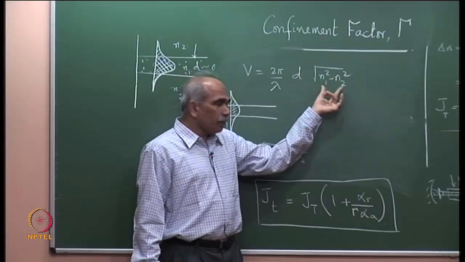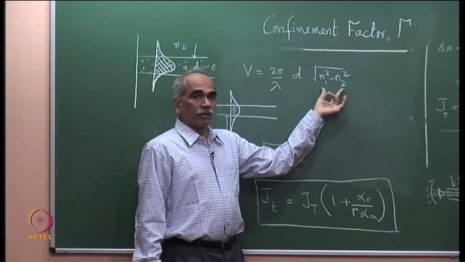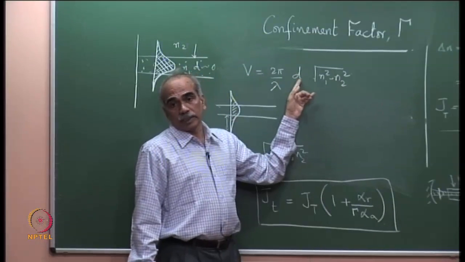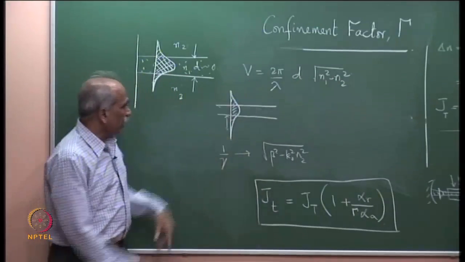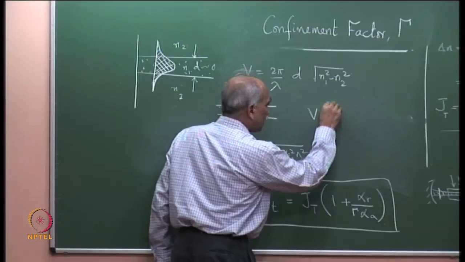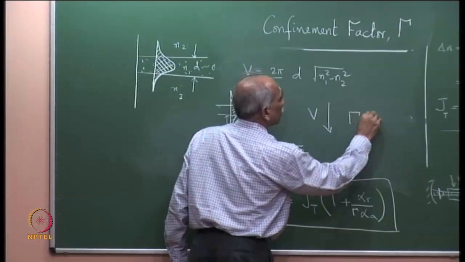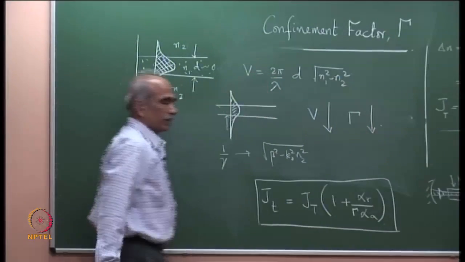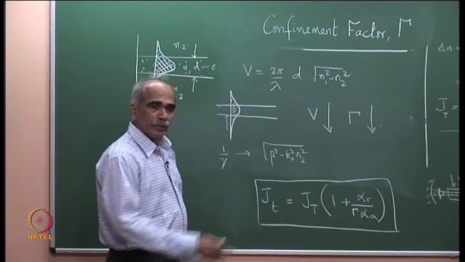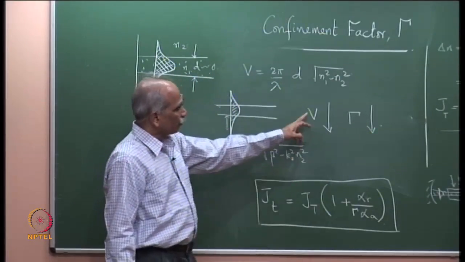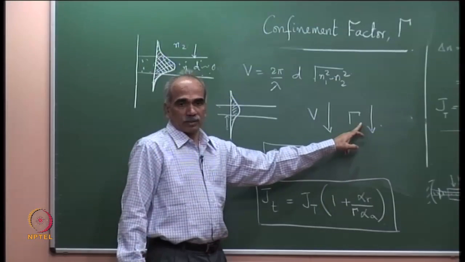So, if you keep the refractive index difference fixed, then V is proportional to d. If you change d, then V changes. If V decreases, gamma, the fractional energy, decreases. The relation is not directly an analytical expression, it has to be numerically obtained, but V decreases, gamma decreases.